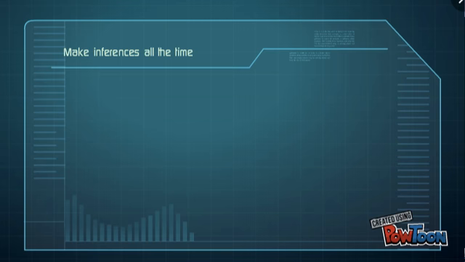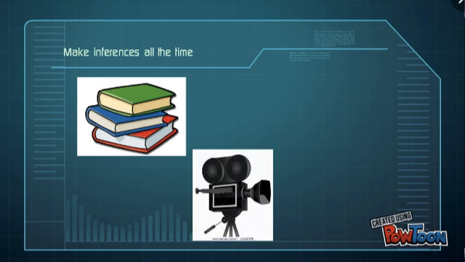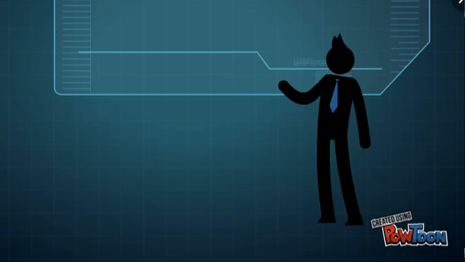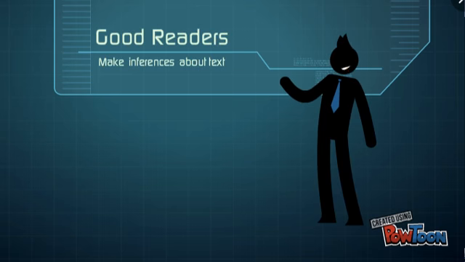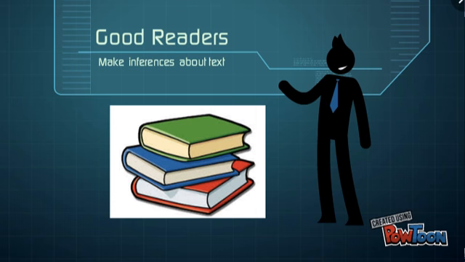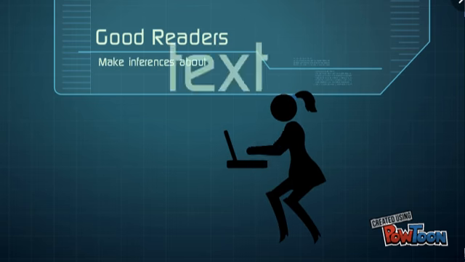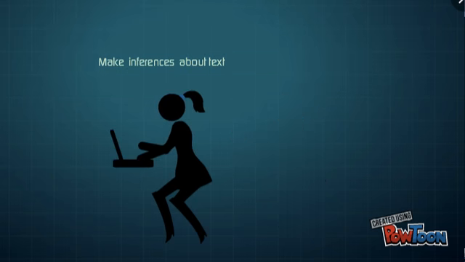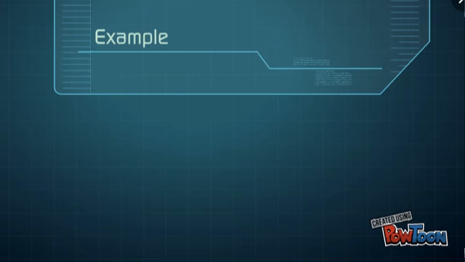Good readers make inferences all the time. Inferences are required in daily life, but they are also required when you are reading, watching a movie, or listening to music. Good readers make inferences about text and unknown words using their schema or background knowledge to better help them understand what they are reading. Good readers are constantly making inferences as they read. This is because writers don't always tell us everything. They want us to think while we are reading, and that's what makes reading so fun.